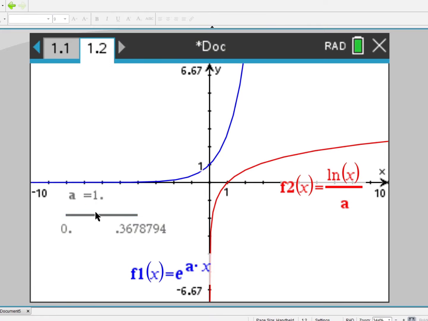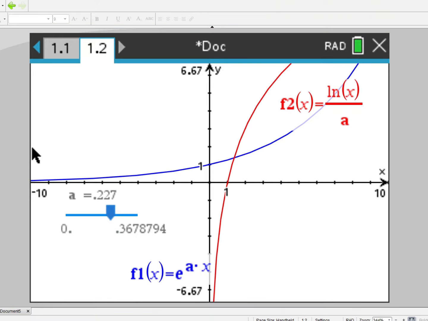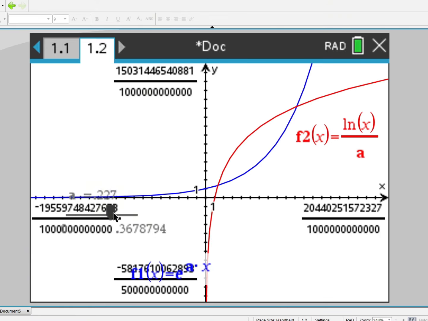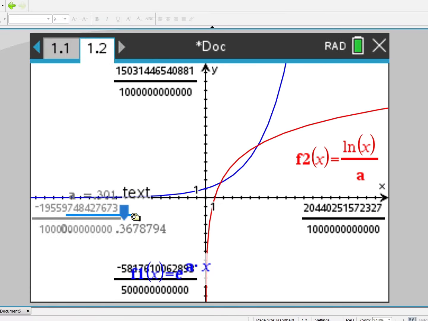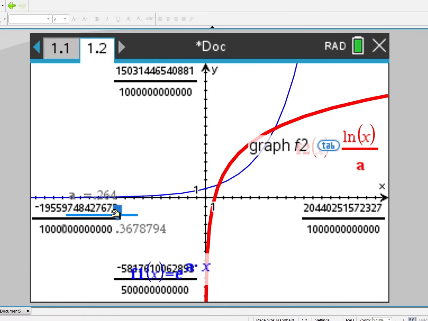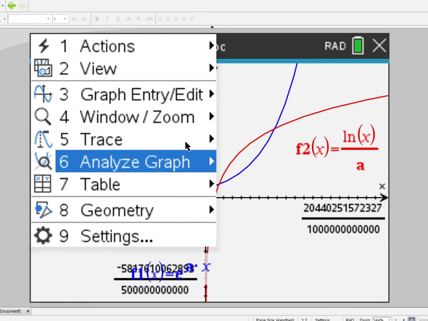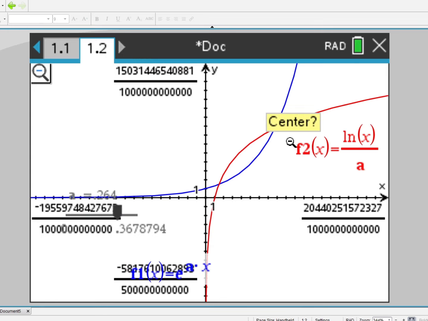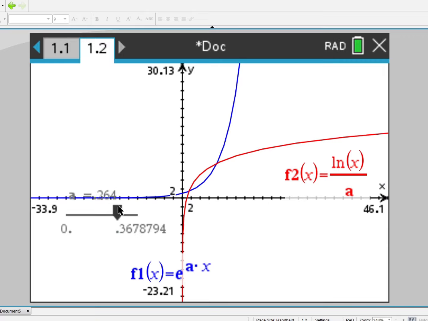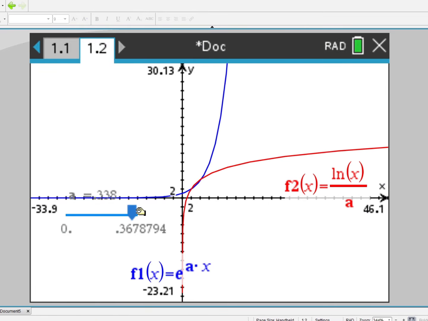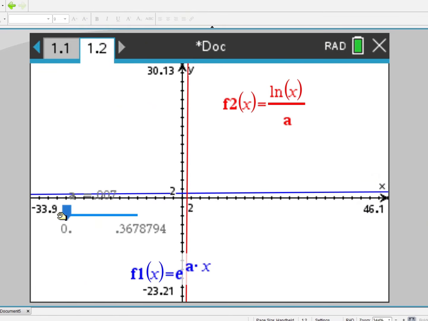If I play around with these values, zoom out a little bit. All right, here it is. If I play around with this, you can see there's always 2 intersections. As a goes up, it becomes smaller. You get larger and larger and larger.